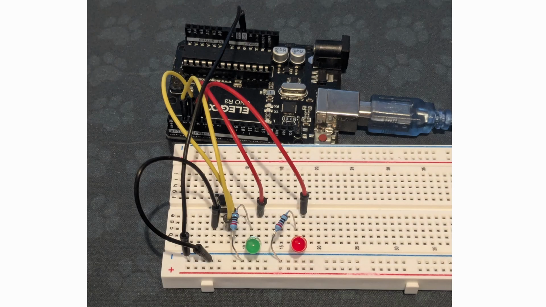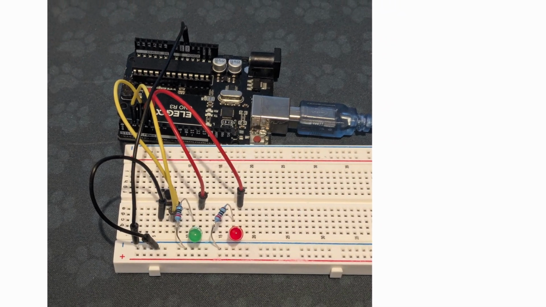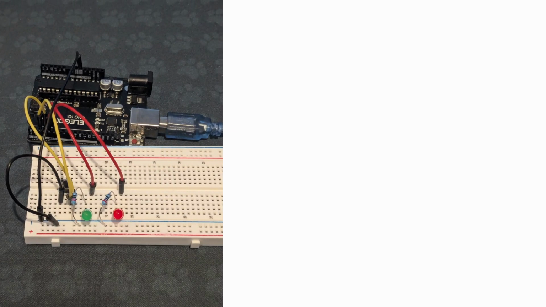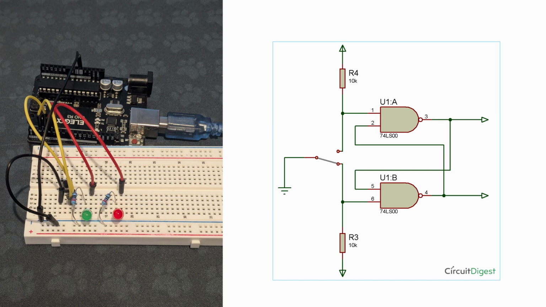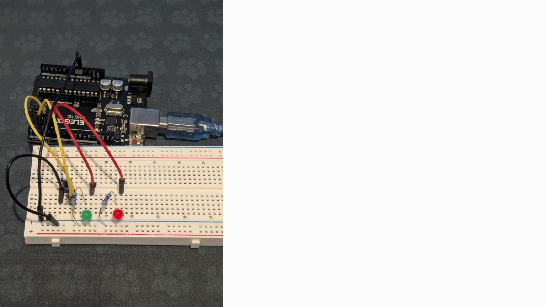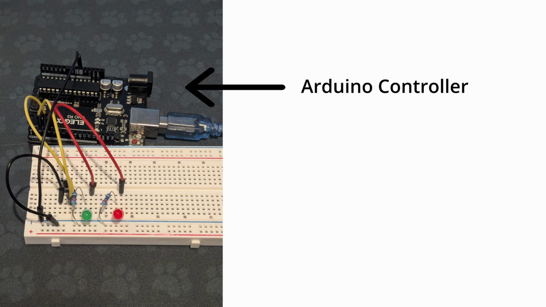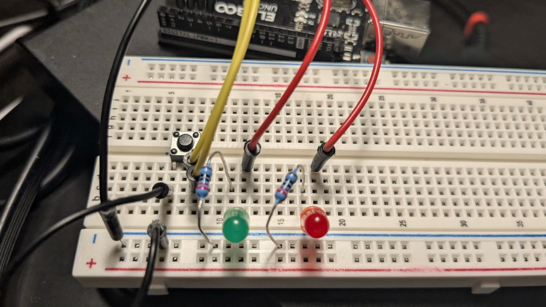So if we want to debounce the button, we could add some additional hardware. I looked online and you can use an SR flip-flop circuit. That solves the problem perfectly. But if you're already connecting the circuit to an Arduino controller, we can save some space and some money by coding a solution instead. Let's take a look at the circuit we're working with here.